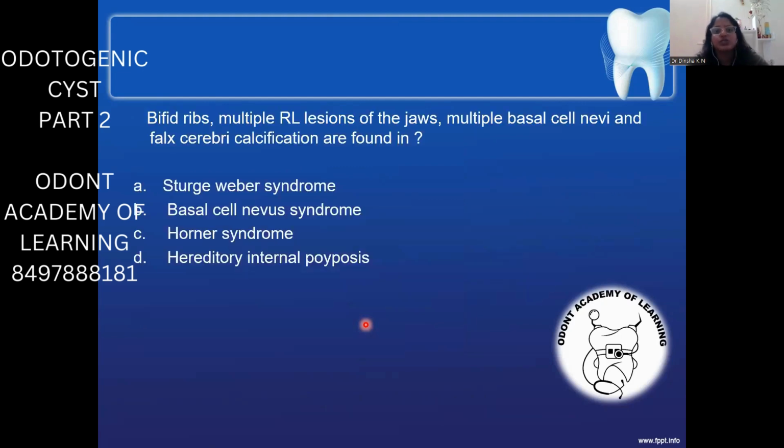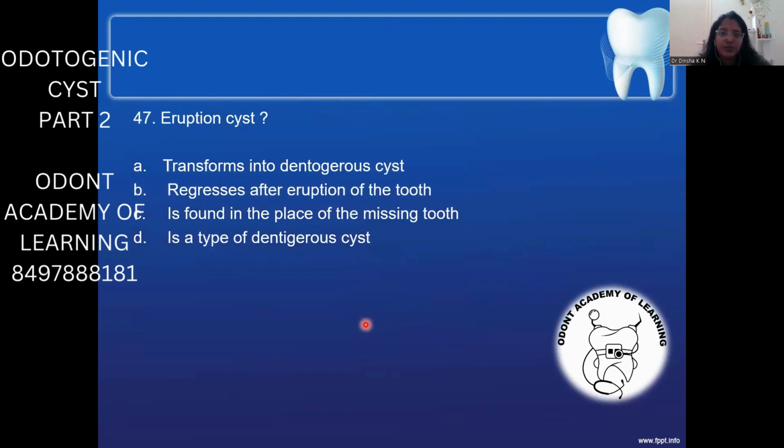So we shall do one more question. Bifid ribs, multiple radiolucent lesions of the jaws, multiple basal cell nevi, and falx cerebri calcifications are found in Stewart-Weber syndrome, basal cell nevus syndrome, Horner syndrome, or hereditary intestinal polyposis. So all these are the features of basal cell nevus syndrome, or nevoid basal cell carcinoma syndrome.